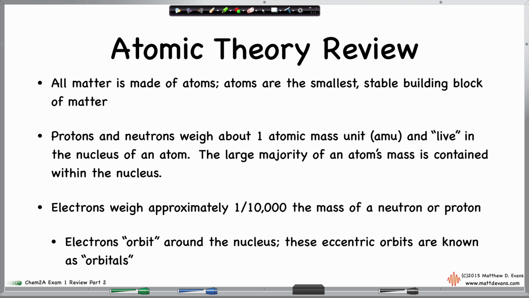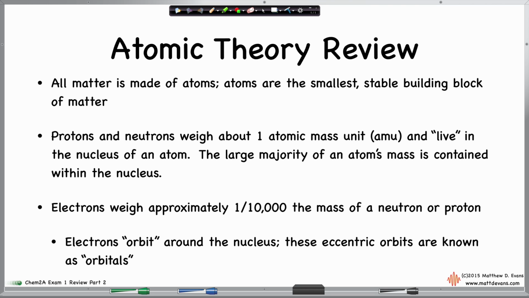So let's review atomic theory very quickly. I'm not going to say everything that I said in lecture necessarily because I want this to be pretty quick. Just a couple of the most important things. So all matter is made of atoms. We said that a number of times. This is based off of Dalton's theory. This was established a long time ago. Atoms are the smallest stable building block of matter.